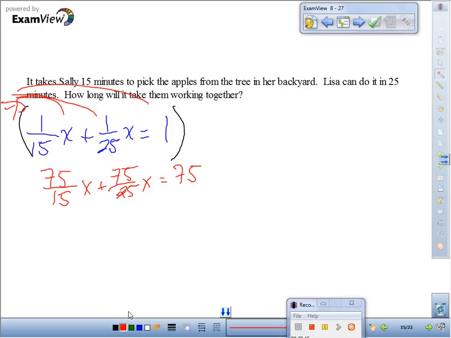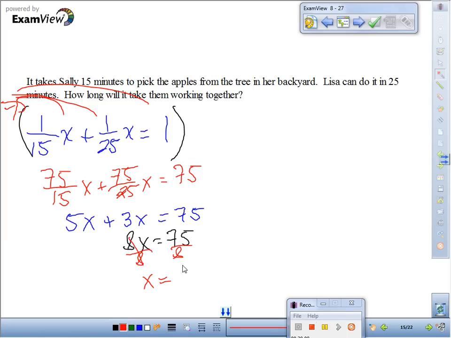Equals 75. So let's see. What is 75 divided by 15? 5x plus 75 divided by 25, that's 3x equals 75. This becomes 8x, because we combine like terms, equals 75. What do we do there? Divide by 8, divide by 8. X equals 8 times what gives us something close to 75? 9, and we have 8 times 9, 72, and how many from there to 3, 8. And that's minutes.